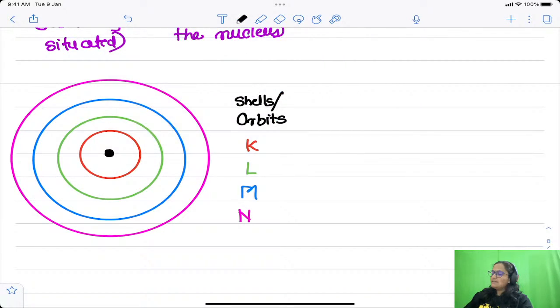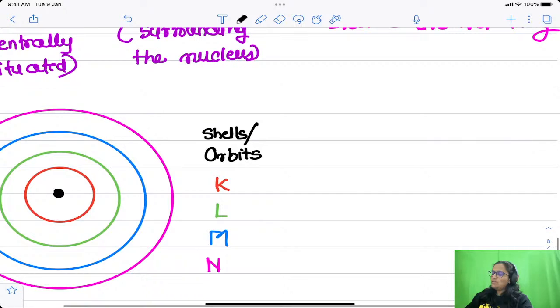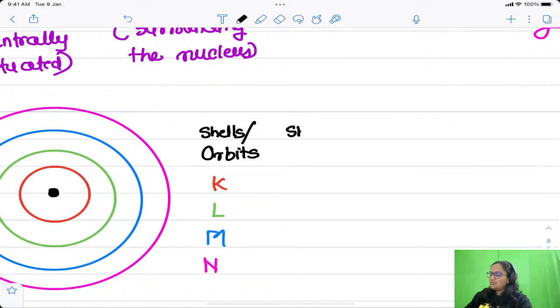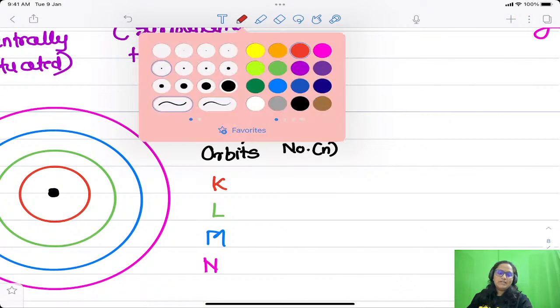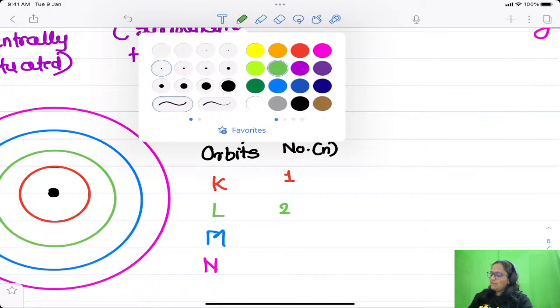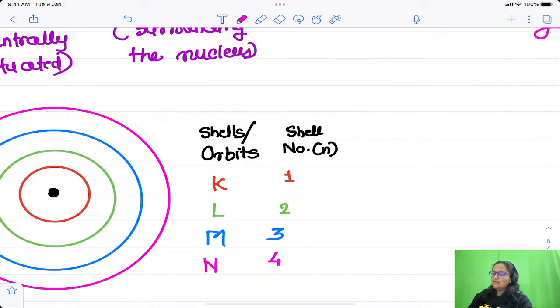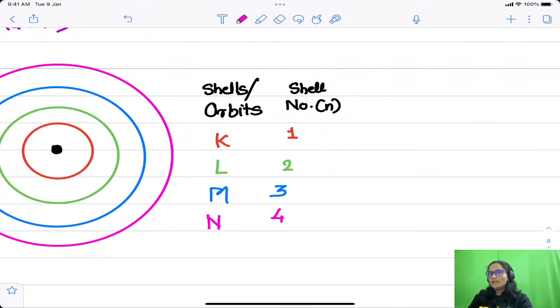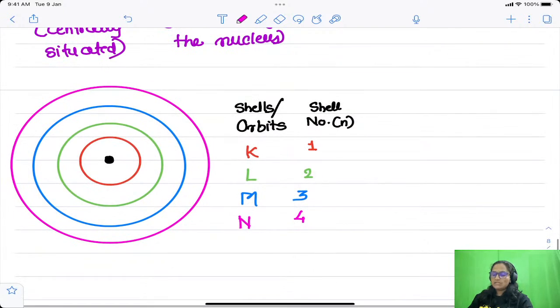Yes. Now again, just like the symbols, he has also given numbers to them, which is called the shell number, denoted by the symbol small n, right? So shell numbers are nothing but the numbers 1, 2, 3, 4 and so on. K shell is the shell number 1, L shell is 2, M shell is 3, N shell is shell number 4, right? So 1, 2, 3, 4, 5, 6 and so on. These are the shell numbers, right?